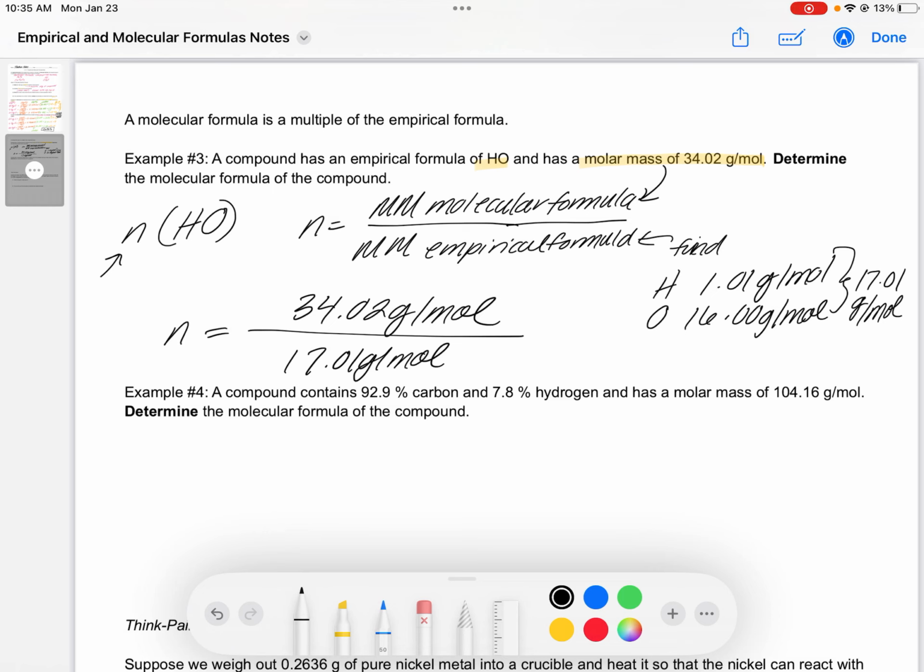When I divide the two, 34.02 divided by 17.01, I get 2. Sometimes this won't be a perfect whole number, but it should be in most cases. That is the factor that we're going to multiply my empirical formula by. My molecular formula equals 2 times HO. We're going to distribute this 2 just like a coefficient, and so my molecular formula is 2 hydrogens and 2 oxygens.